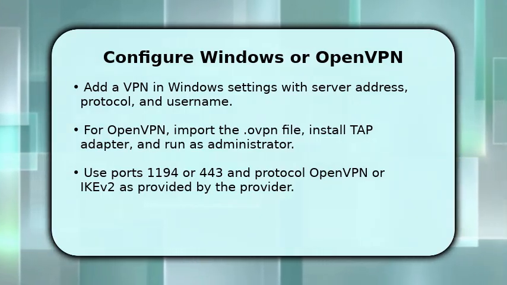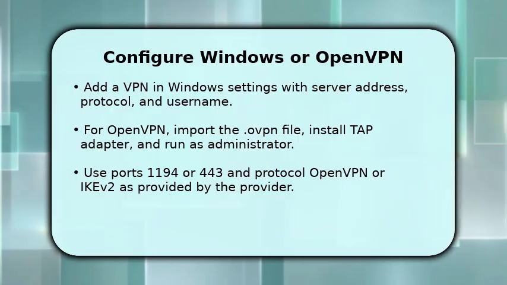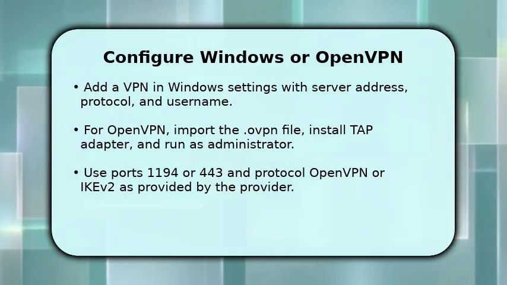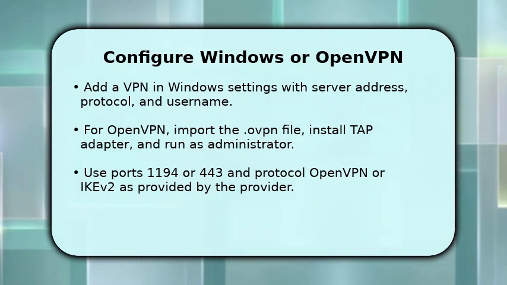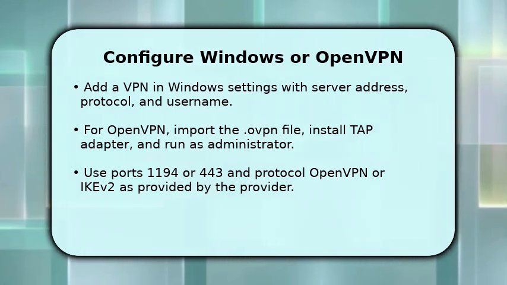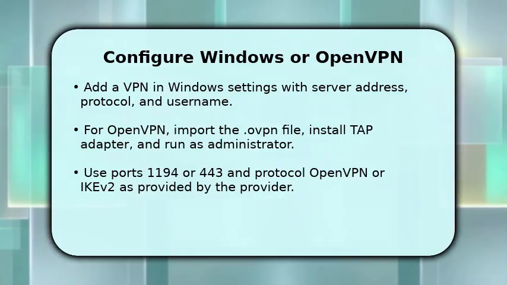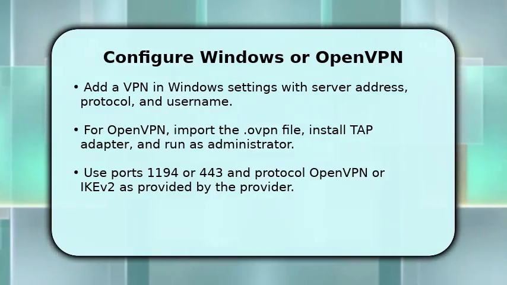For OpenVPN, install the OpenVPN client and the TAP adapter on your PC. Import the provider's .ovpn file into the client. Run the OpenVPN application as administrator to allow routing and DNS changes to apply correctly on your system.